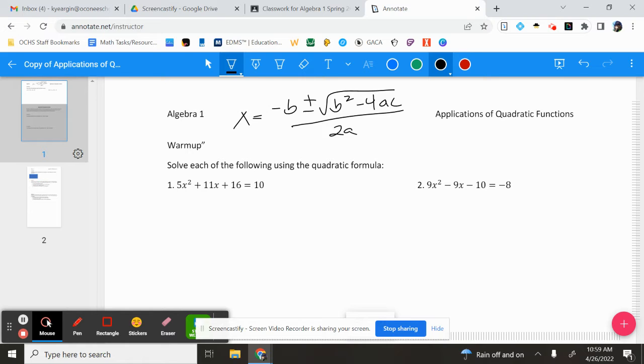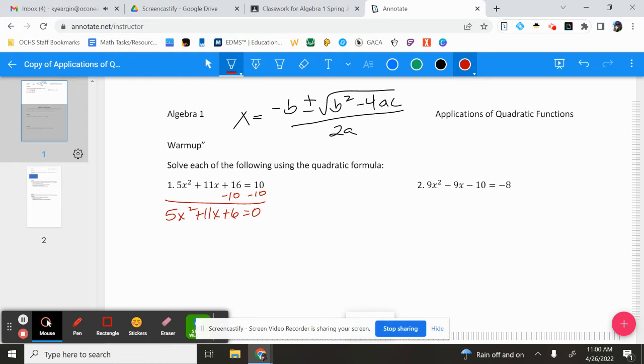So our steps when using the quadratic formula: number one, make sure the equation is equal to 0. If I look at number 1, I can see that's not equal to 0. So I'm going to need to move the 10. It's positive, so I subtract it, where I get 5x squared plus 11x plus 6 equals 0.